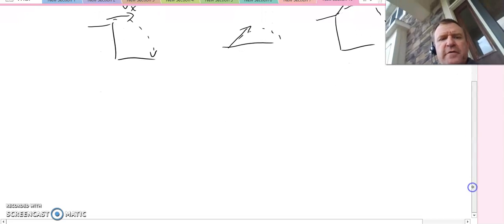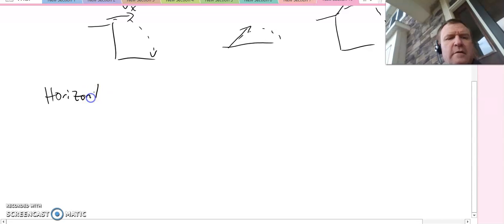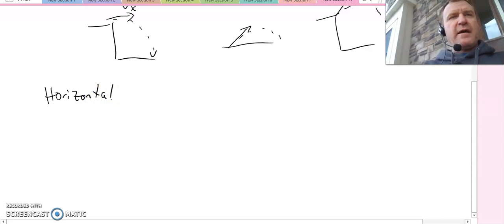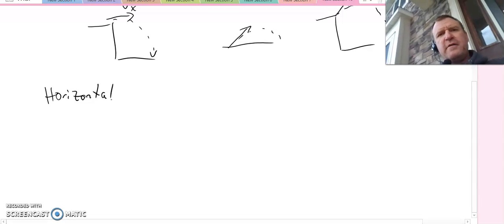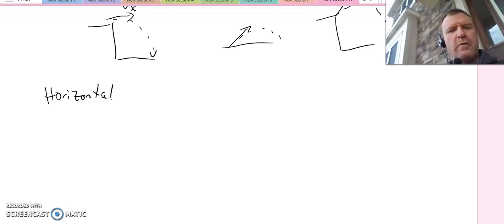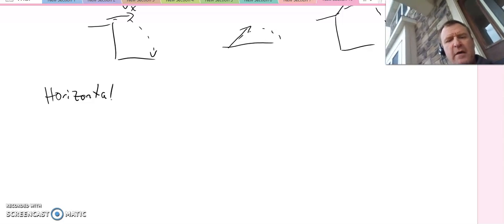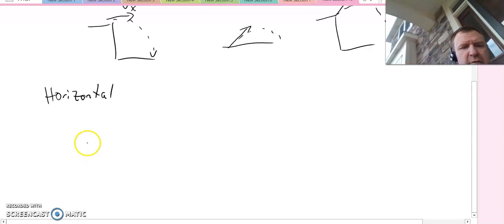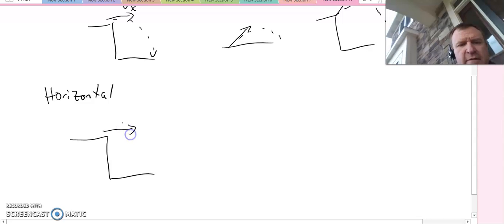Okay, so first let's talk about horizontal. For a horizontal projectile, you have to have a height to start out with. If you didn't have a height, you just launched a horizontal projectile from ground level, it would just roll. It wouldn't be a projectile. So you have to have a height. So something like this.